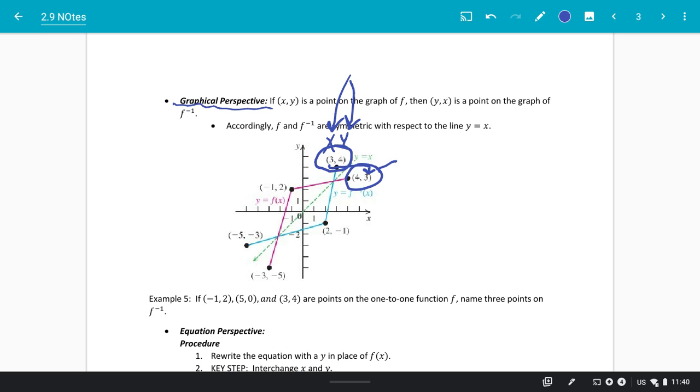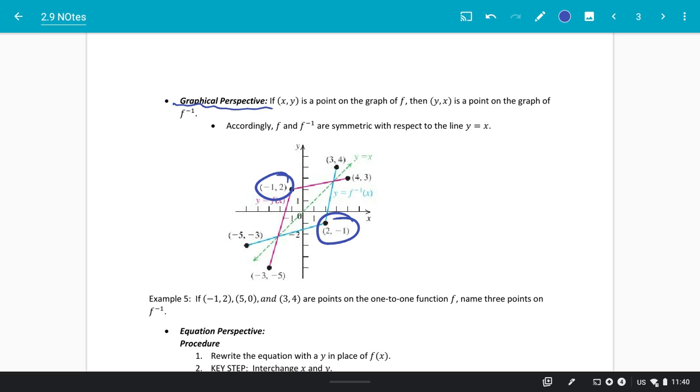3 now becomes the output. The output becomes the input. Do you see that? And that's always the case. So graphically speaking, this thing's really easy to do. You just flip your numbers, change your numbers.